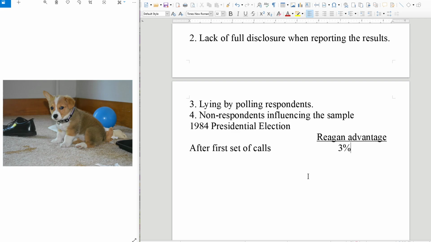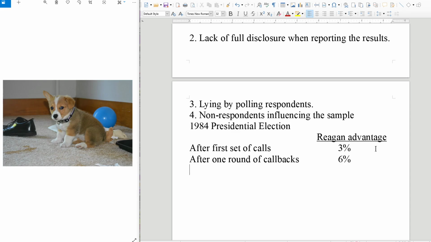So, what they did is they did what good surveys are supposed to do. You're supposed to do 2 callbacks before you give up. So now this is after 1 round of callbacks. Now they're going to call everybody who wasn't home the first night, ask them the question, would you vote for Reagan or Mondale? And this isn't just the callbacks, this is the callbacks added to the results they got from the first night. And now when they add the callback information, it goes up to a 6% Reagan advantage.